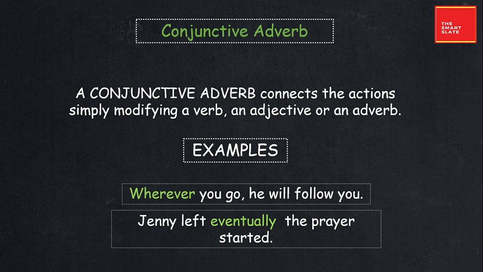Or in the first sentence you can say, wherever someone is going, the other person is following. So going and following. Again in the second sentence, leaving and the start of the prayer process or the worship process. So the two actions are connected using the words wherever and eventually respectively in both the sentences. So such words are conjunctive adverbs.